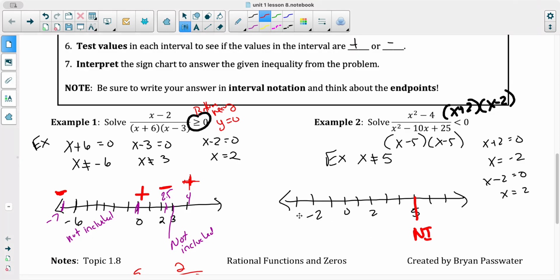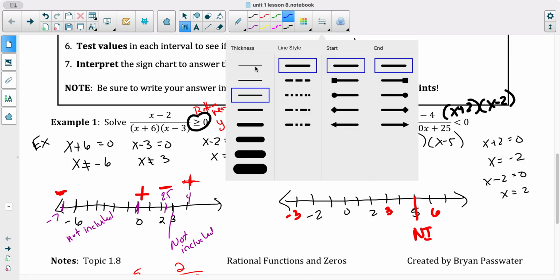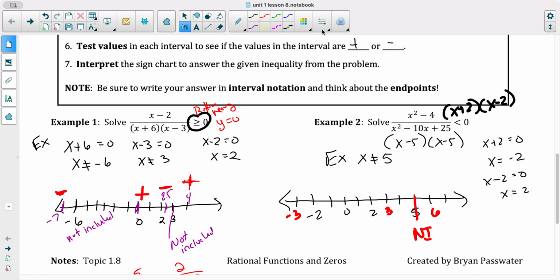So I need, again, numbers on both sides. -3, 0 is already there, so I'm good to go. How about +3 and just +6? Again, plug and chug. And I'm going to plug it into the factored version only because it's a little bit easier for me to deal with. You can do it in either one.